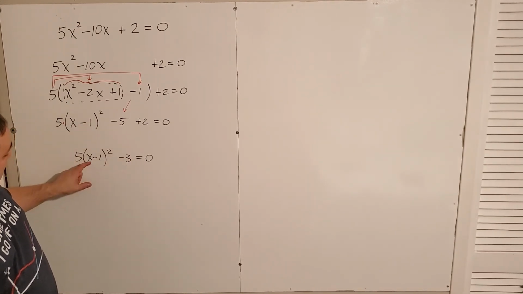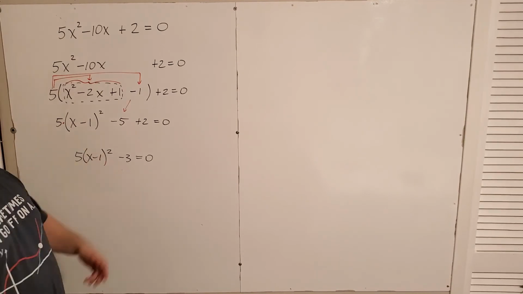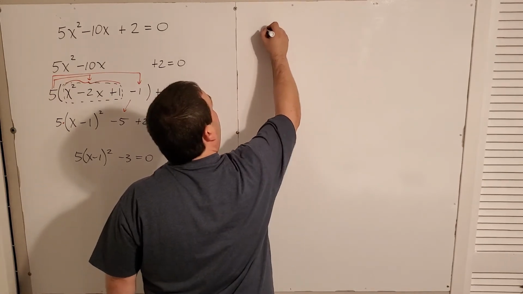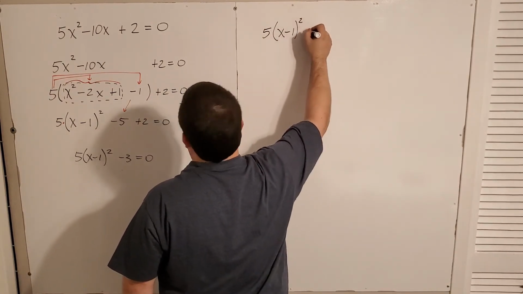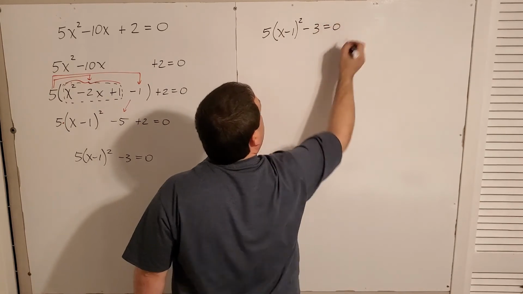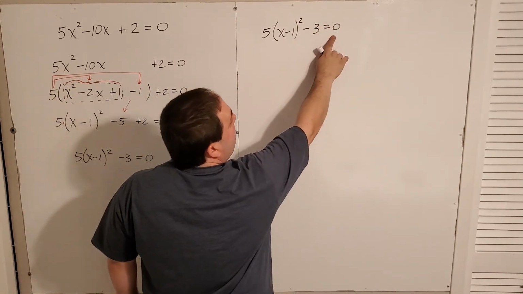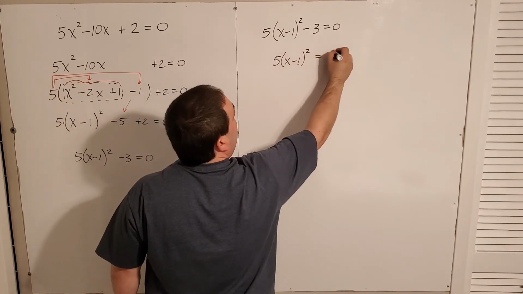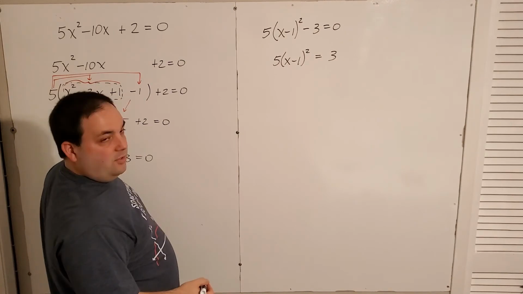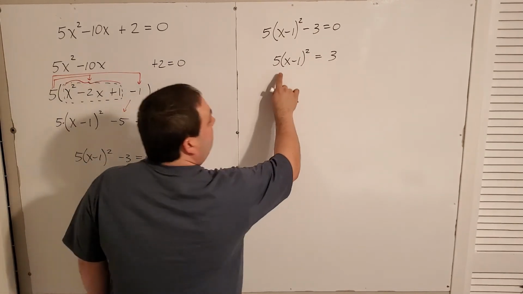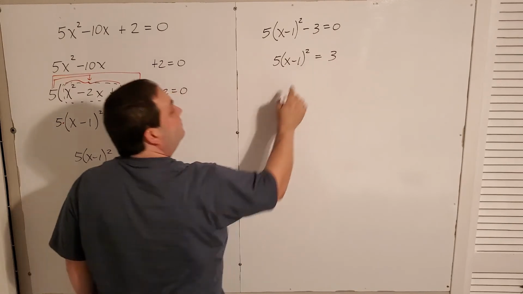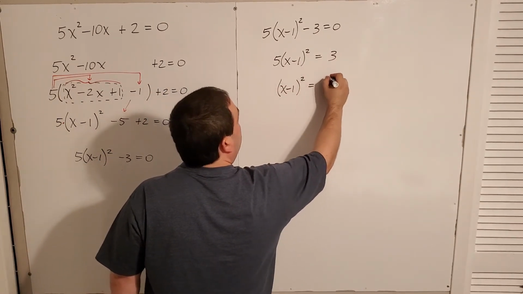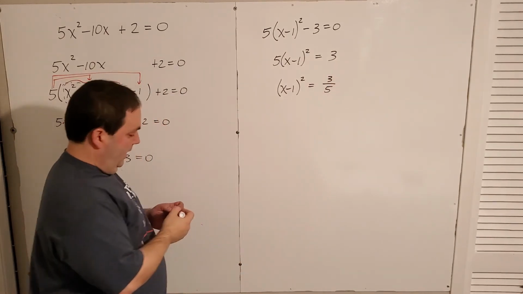It is a completed square, has the single variable. Now I want to go through and solve it. So let's bring it up here and do that. I've got 5 times x minus 1 squared minus 3 equals 0. So I'm going to start by adding the 3 to both sides. And 0 plus 3 is still 3. Next, I'm going to divide by 5. Like so.